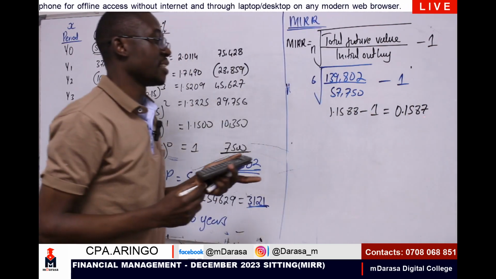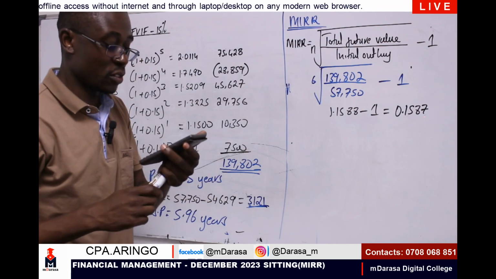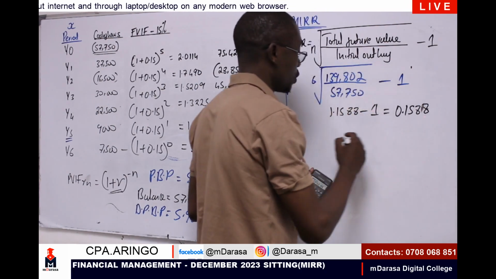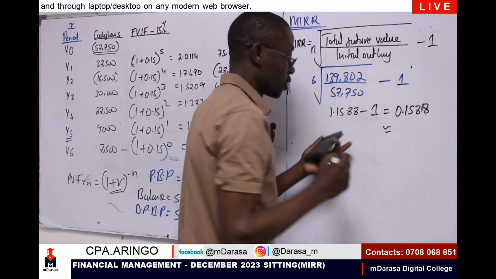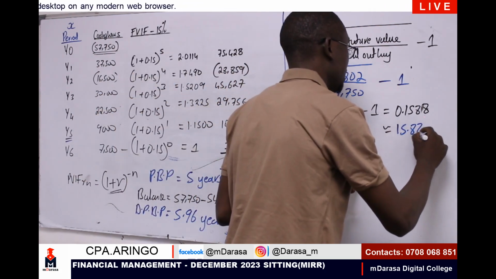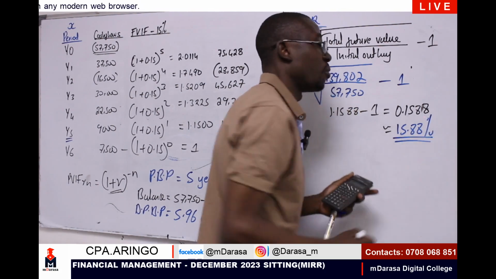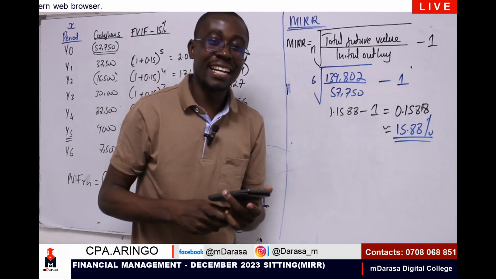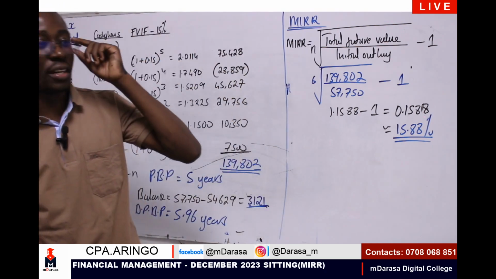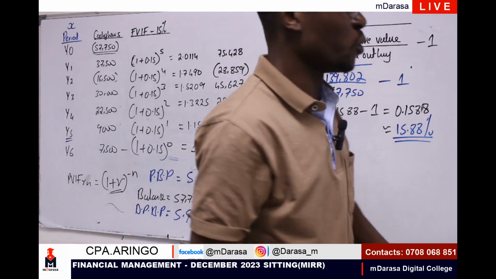This should give us our value, which is 0.1588, which if I told you to translate it into percentage, ideally we are talking of 15.88%. This is our modified internal rate of return. So this is what you are supposed to do up to that point, my good students.